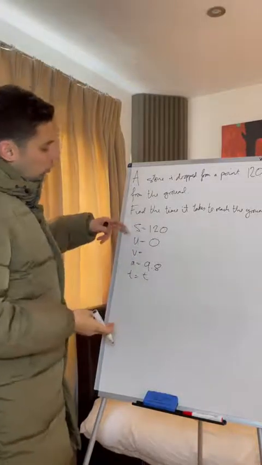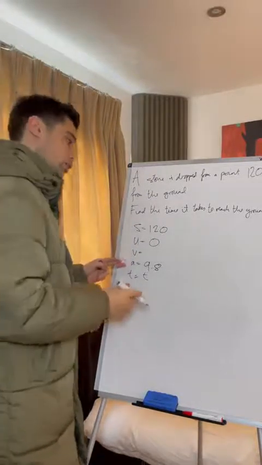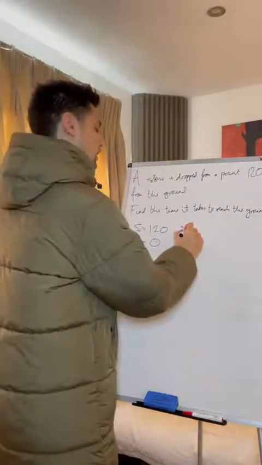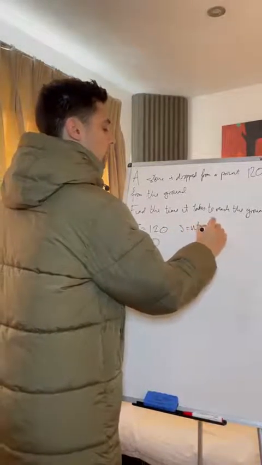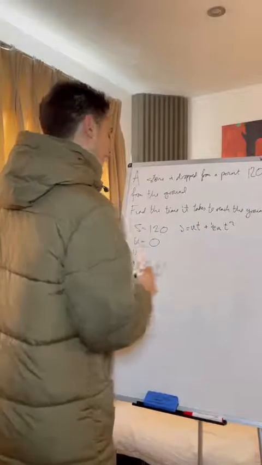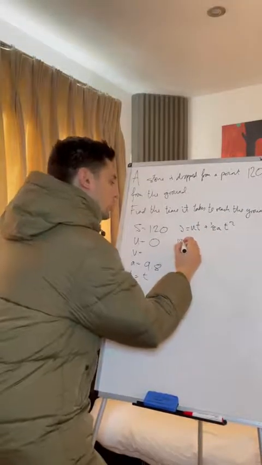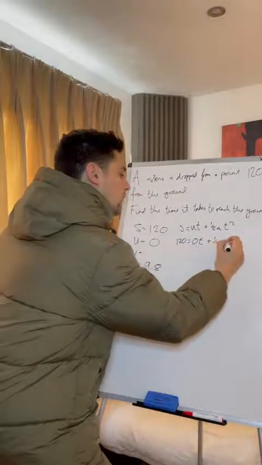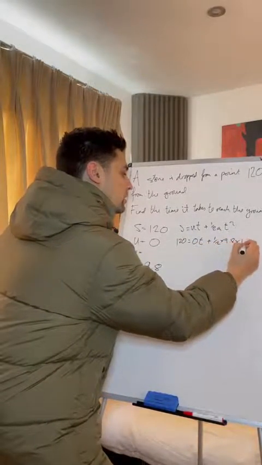So we want the one that doesn't have v in it. So have a look at your Suvat equations. The one that does not contain v is s equals ut plus half a t squared. Let's fill in what we know. So 120 equals 0t plus a half times 9.8 times t squared.